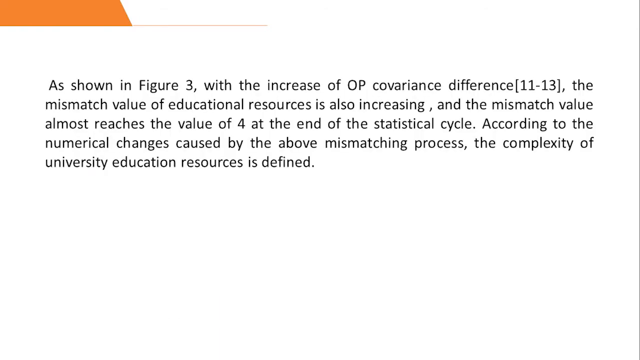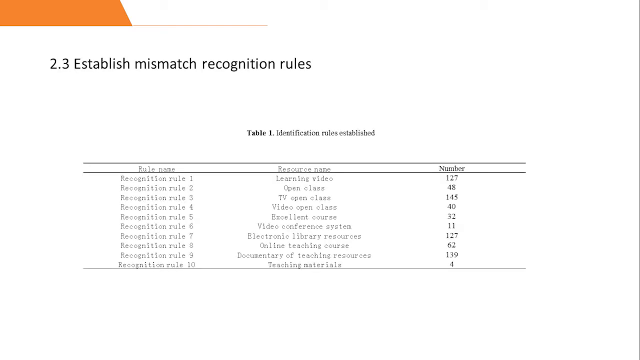As shown in Figure 3, with the increase of OP covariance difference, the mismatch value of educational resources is also increasing, and the mismatch value almost reaches the value of 4 at the end of the statistical cycle, according to the numerical changes caused by the above mismatching process. The complexity of university education resources is defined.